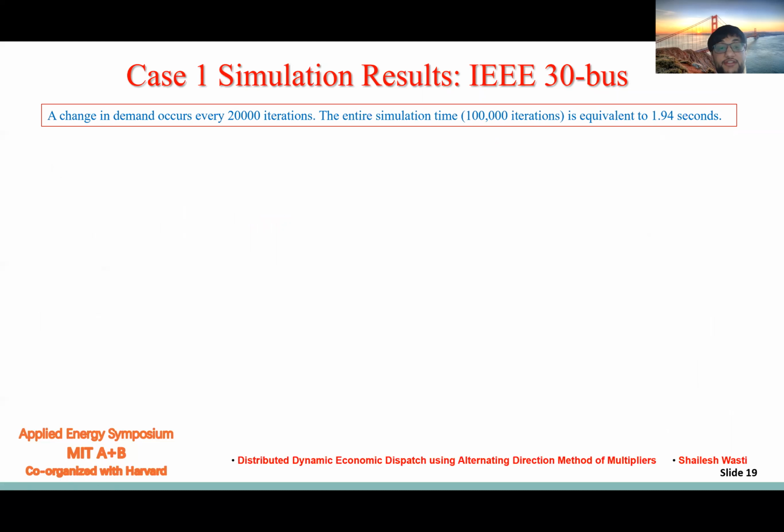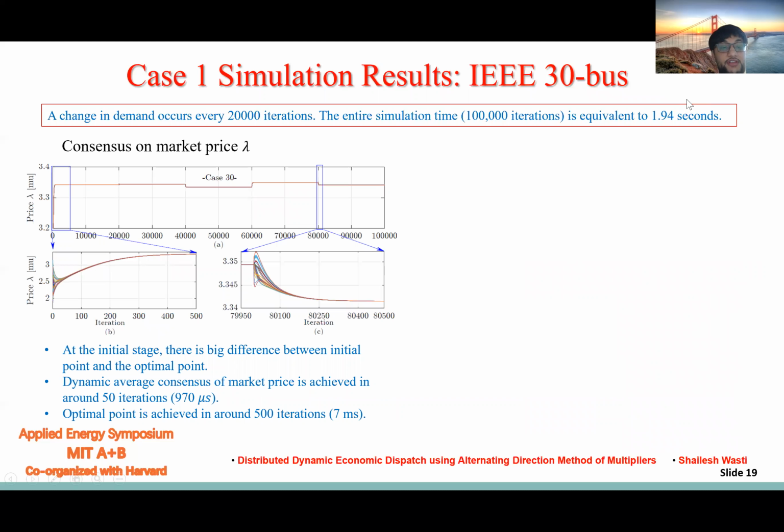So here is the simulation result. The demand changes every 20,000 iterations, and it's carried for 100,000 iterations, and the entire process takes just 1.94 seconds. So here is the consensus on the market price. What we see here is each agent has a different lambda before, and they finally find consensus to one value. And when there is a subsequent change in the demand, again each agent adjusts their lambda, and all those lambdas go into consensus.